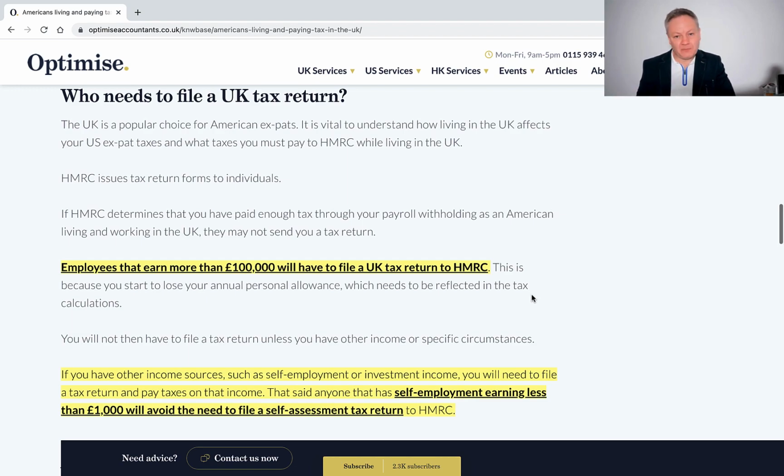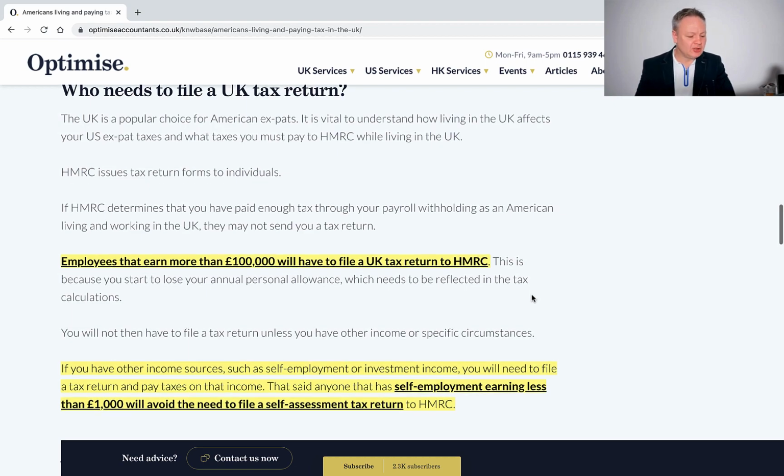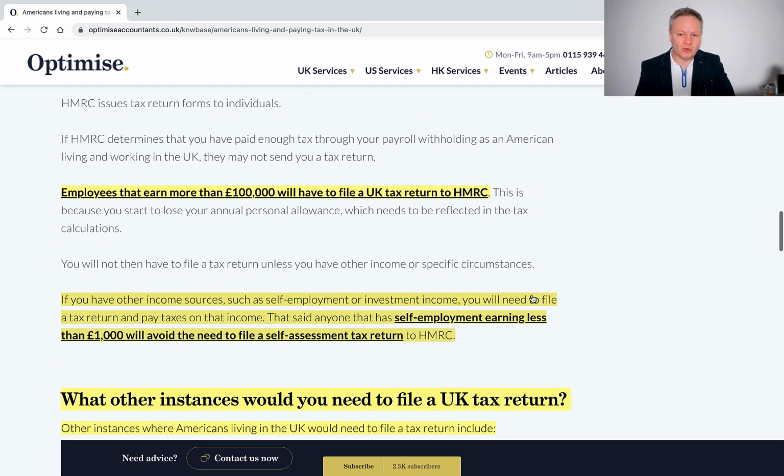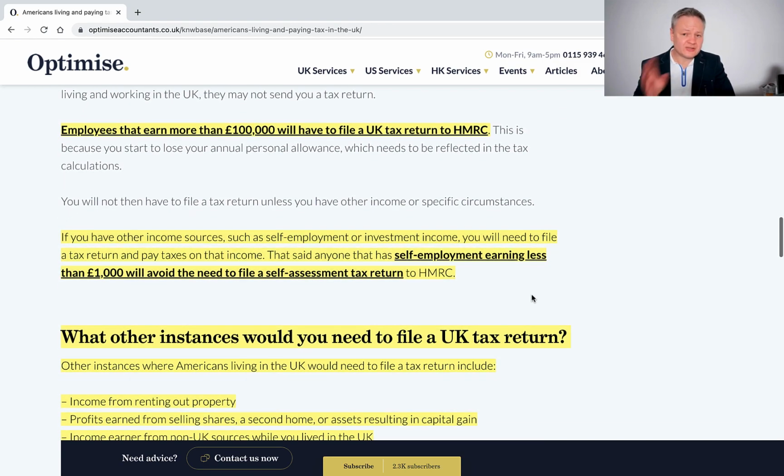So if you're just an employee in the UK, you don't have to do a tax return unless you earn more than 100,000. That's completely different to the way it works in the United States. You would have to do a tax return. Please note that even though you don't need to do a tax return if you're an employee earning £80,000, you still would need to do your 1040 tax return. That does not get you away from that at all. And that's when you need to think about the foreign tax credits or the foreign earned income exclusions. So speak to our enrolled agents or certified accountants to talk about that in more detail.